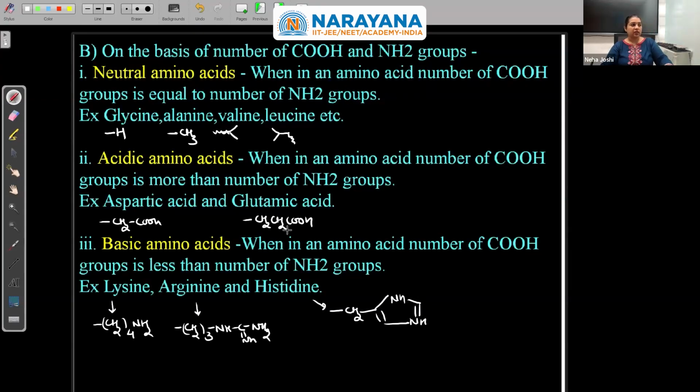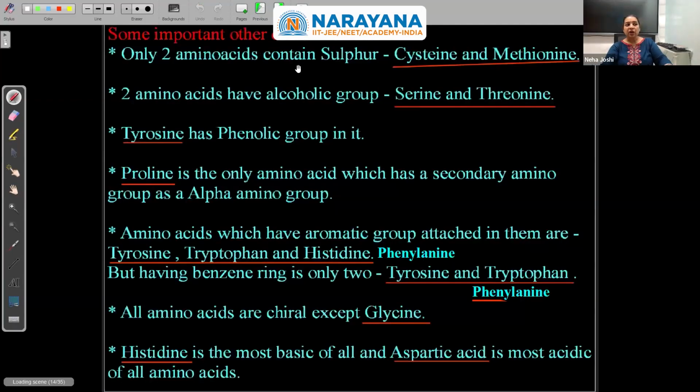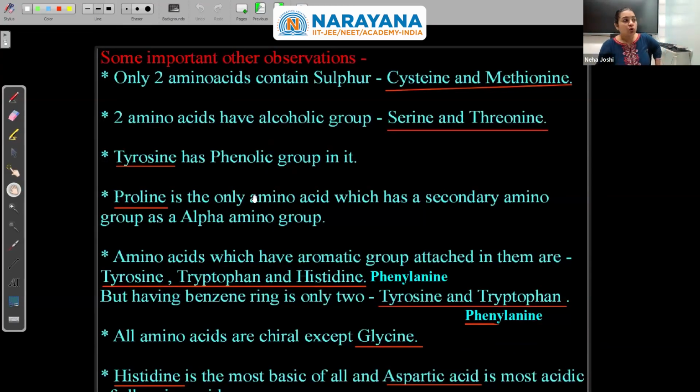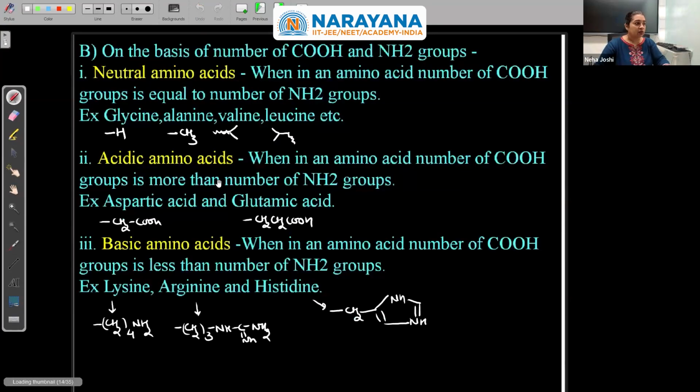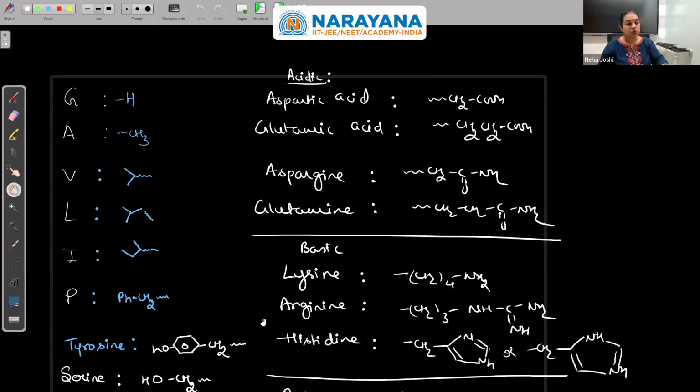This was histidine. Some other important observations, like what type of properties there are and how they can be asked. Only two amino acids have sulfur: one is cysteine, one is methionine. Cystine, which is a dimer of cysteine, is usually not considered a separate amino acid. Cysteine was CH2SH and methionine was CH2CH2SCH3. Let us check again because there is always a scope of forgetting. Cysteine CH2SH, methionine CH2CH2SCH3.